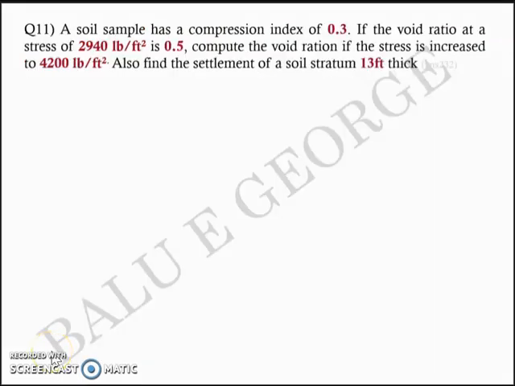Question number 11. A soil sample has a compression index of 0.3. If the void ratio at a stress of 2940 pounds per feet square is 0.5, compute the void ratio if the stress is increased to 4200 pounds per feet square. Also, find the settlement of a soil stratum 13 feet thick.